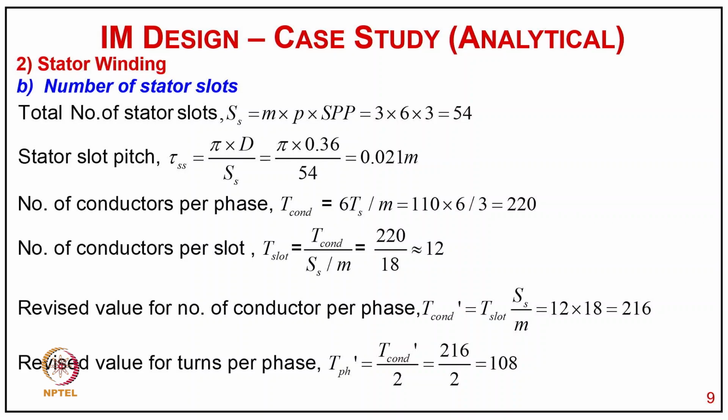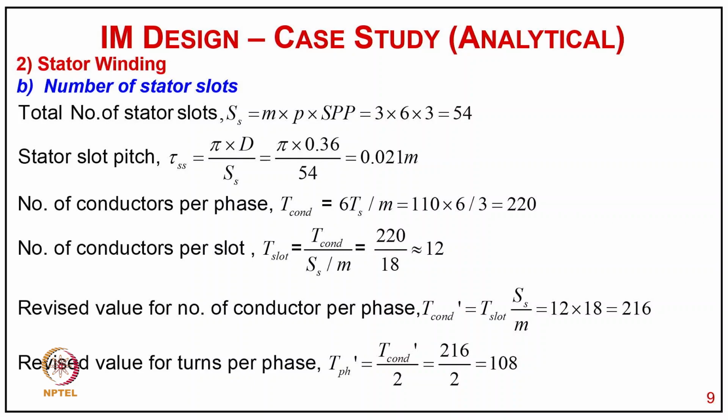Now coming to calculating stator slot pitch, that is tau SS, that is pi D, the whole diameter, typically on the stator side the inner diameter, divided by SS, the number of slots. So keeping the value, it comes to 0.021 meter. That decides typically how much space we can keep for one slot, which means it includes one tooth as well as the slot space area.